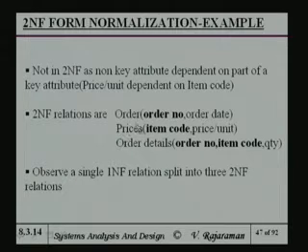And prices: item code, price per unit. Price per unit depends only on the item code. And order details: for a given order, order number and item code together determine the quantity. Okay, and so you could actually put the order details as this. Observe that a single 1NF relation is split into 3 2NF relations, which in some sense you might say makes the result of normalization more complex by adding more relations, but it's not really true.